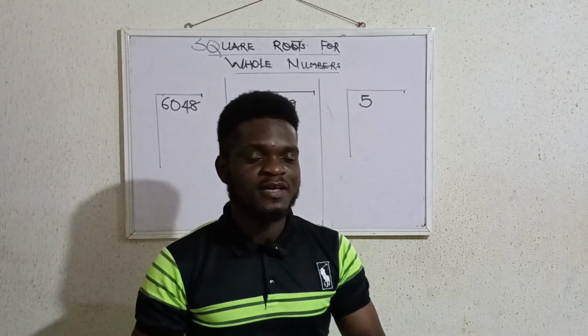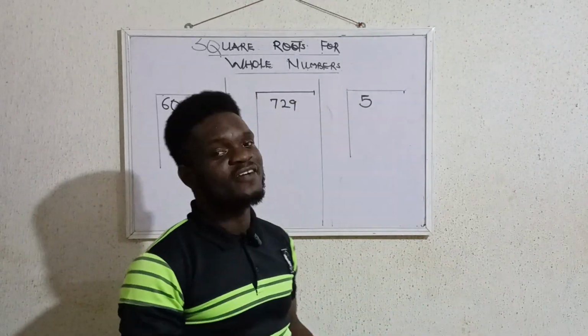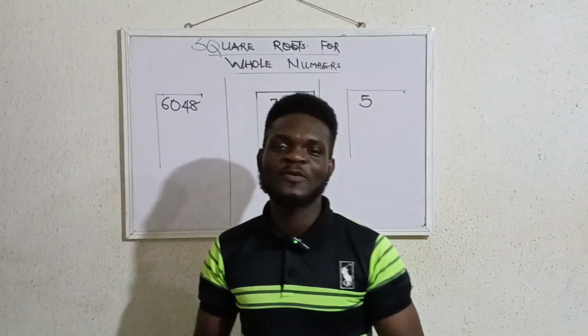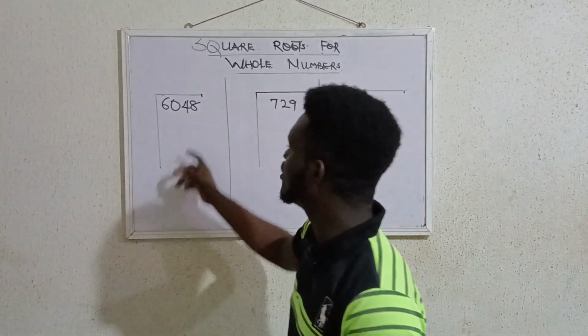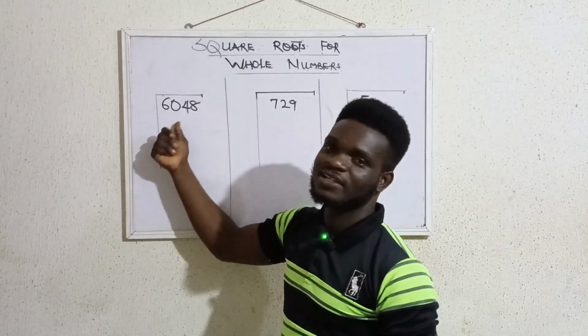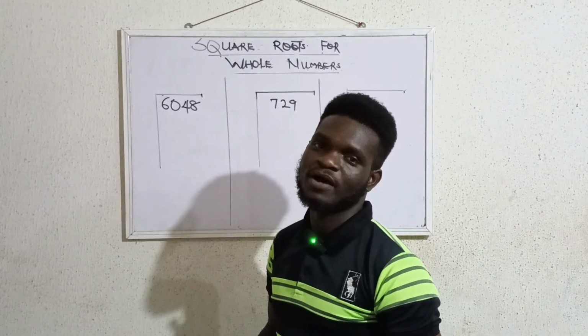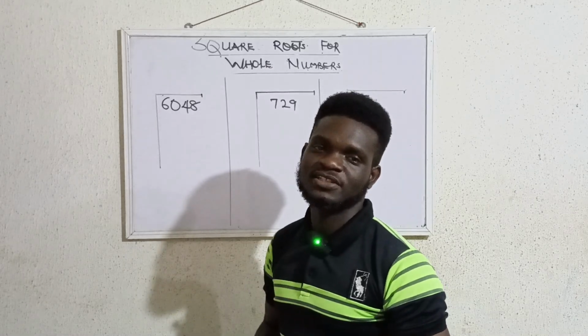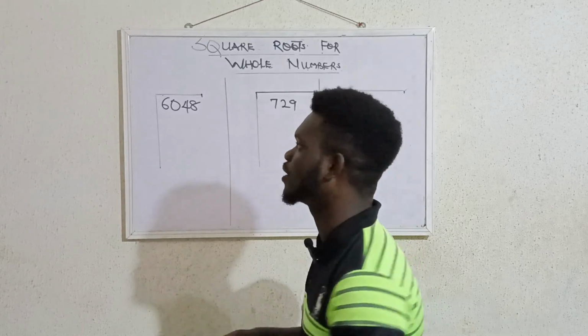I know that many of us have clicked on this because of the square root of 5, which I highlighted, but no problem. In time, we'll find the solution to the square root of 5. Now, let's quickly solve this question. We have 6,048. How are we going to find the square root of this number? It is very simple. Just understand the rudiments, the preliminaries, and the method of application. Now, let's see what we can do.